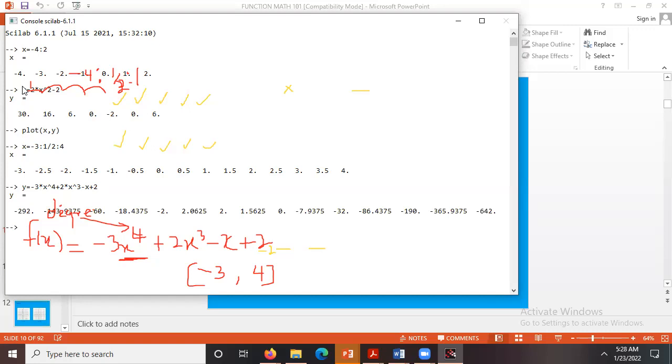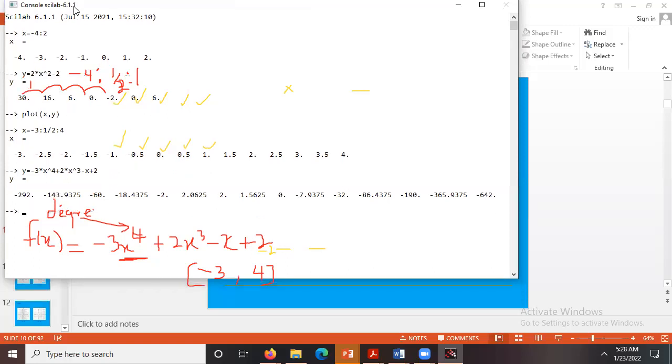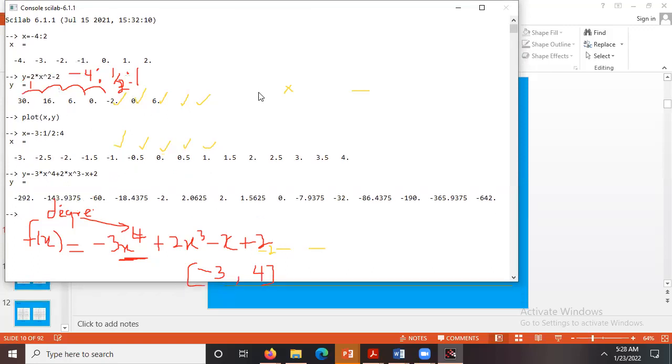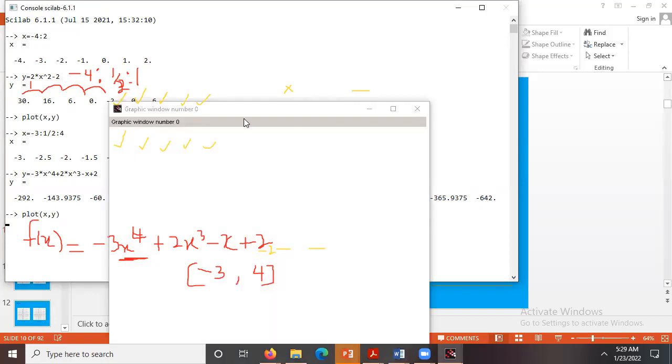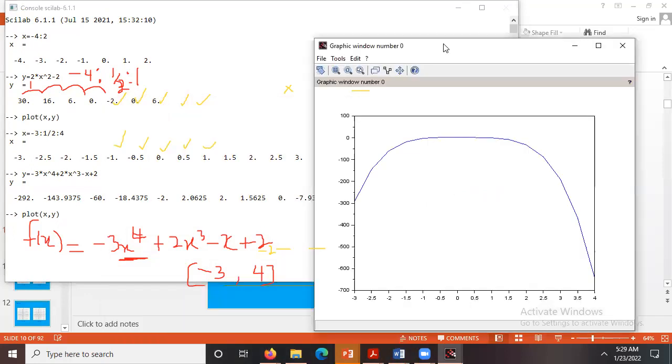Then I want to plot the function. So I'm going to use the same command. Let me clean this side. So let me use plot: plot x, comma y. Okay, and then once we plot that, the graph will show. So this is the graph of the function.